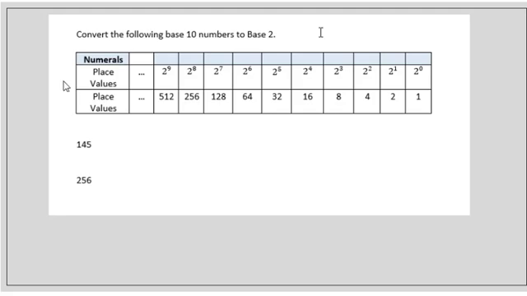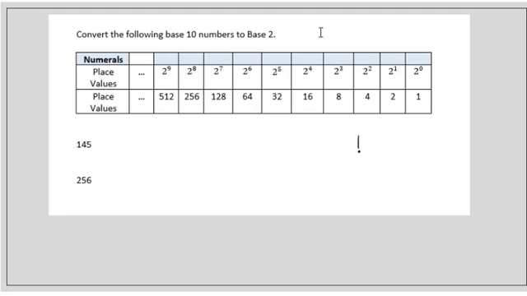So this is going the other way, right? This is base 10 numbers here. How do I know they're base 10? Because for base 10, we don't put a subscript. So these are base 10 numbers. I'm going to change them into base 2 numbers.